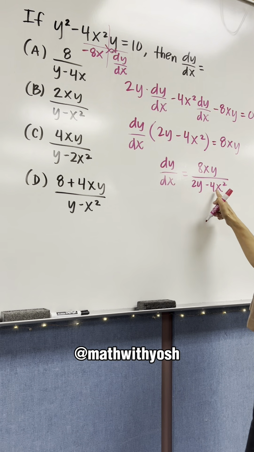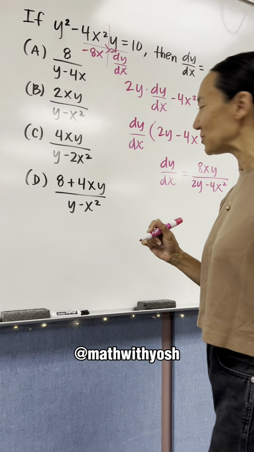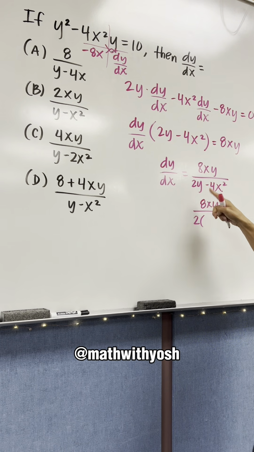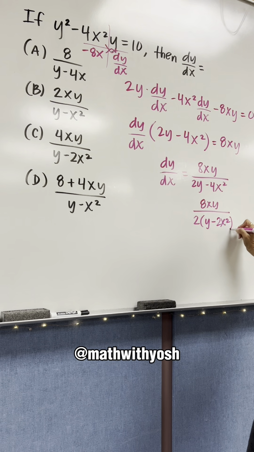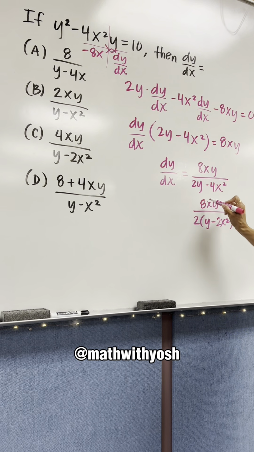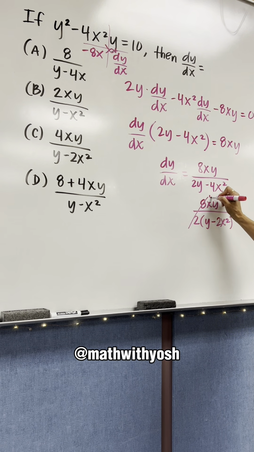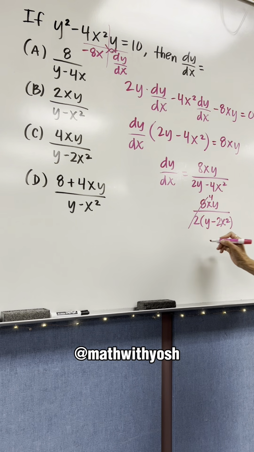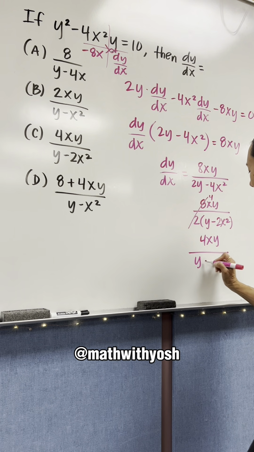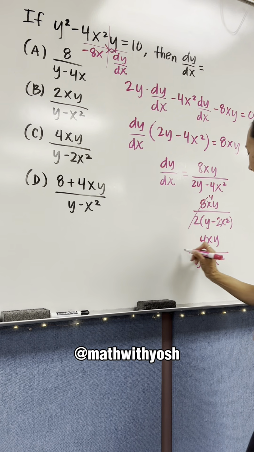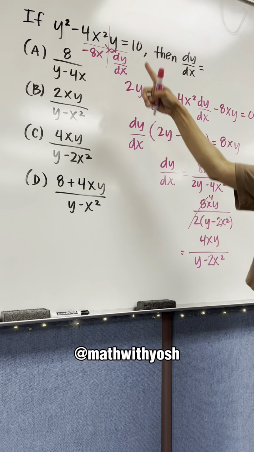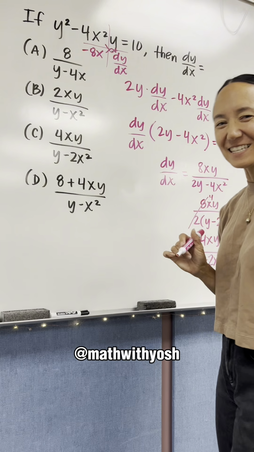So I'm noticing the denominator, we can factor out a greatest common factor of 2. So when we factor out 2, you're left with y minus 2x squared. And now you can reduce this 8 and 2. So it looks like our final answer is going to be 4xy all divided by y minus 2x squared. And if we look over here, that means our answer choice is C.